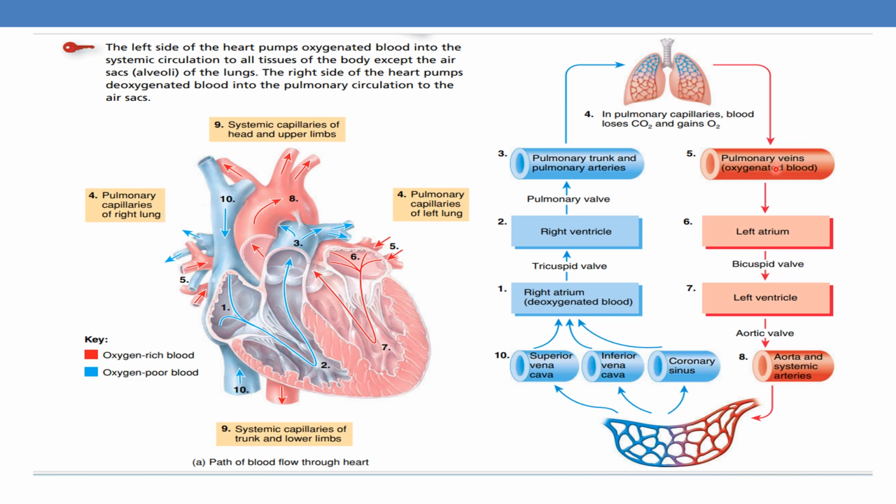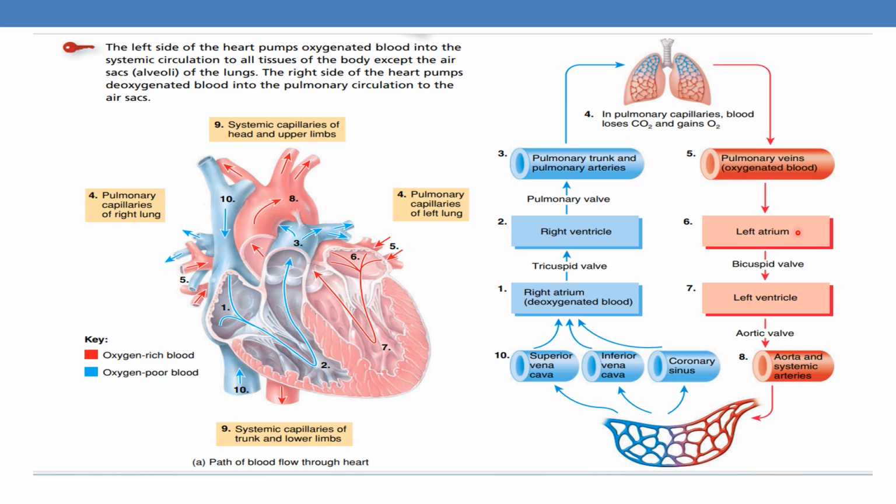The pulmonary veins contain oxygenated blood, and from the pulmonary veins, the oxygenated blood flows into the left atrium. The left atrium receives blood from 4 pulmonary veins, 2 from the right and 2 from the left, as we have discussed earlier. So the pulmonary veins pump blood into the left atrium.